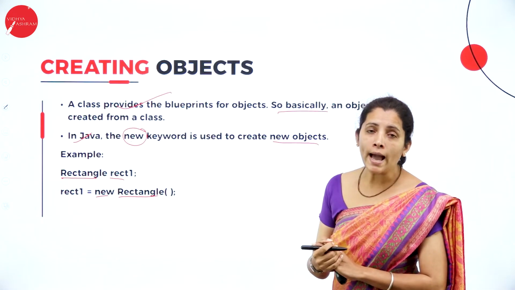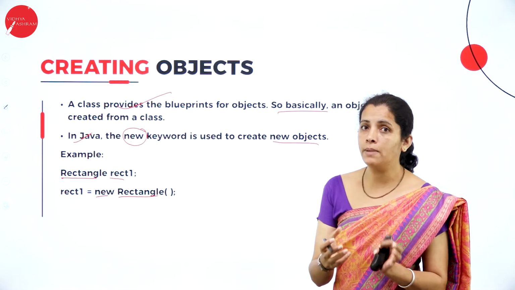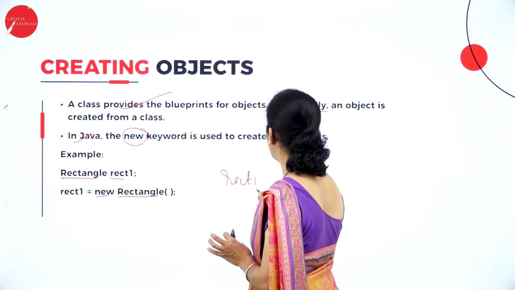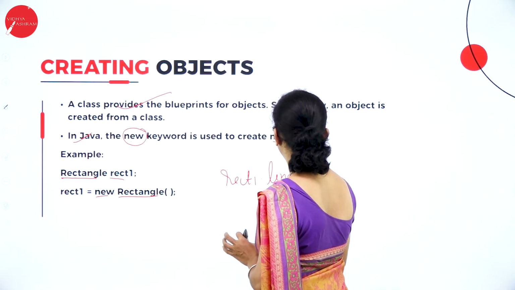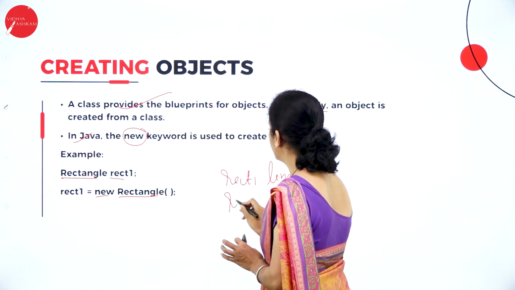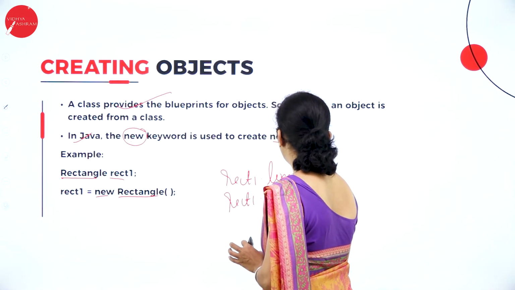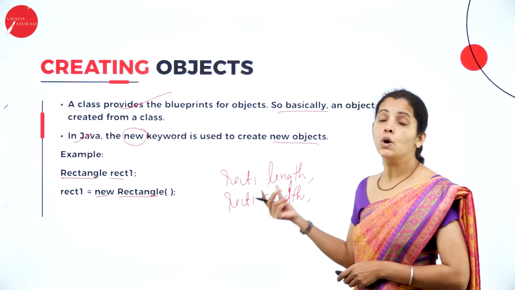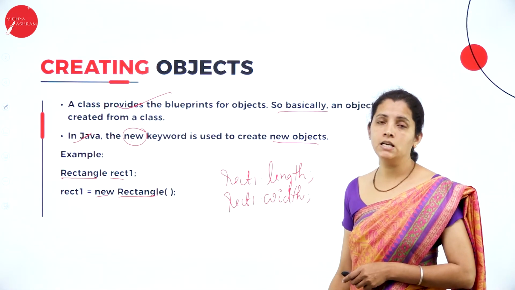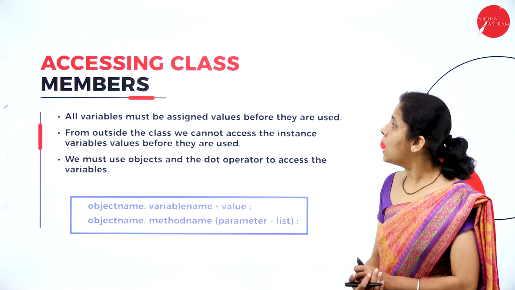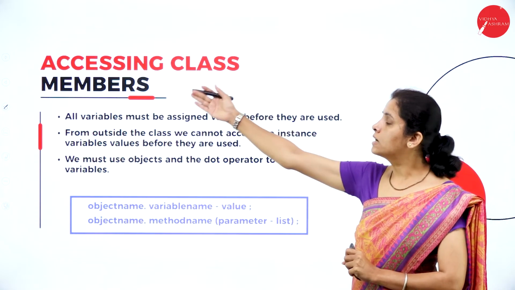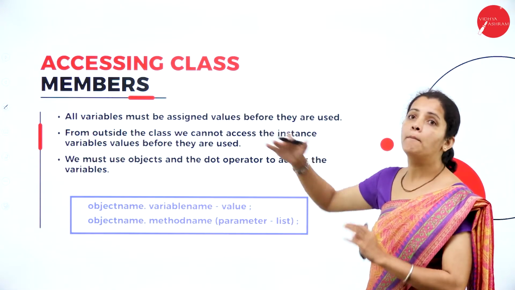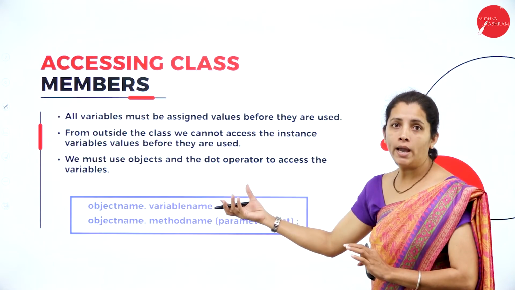Now, if I want to access the data field which is present in my class, then with the help of the object, that is rect1.length, then rect1.width. With the help of the object, I'm going to access the fields which are present in my Rectangle class. Now, dear student, how do we access class members? Class members are methods and variables.